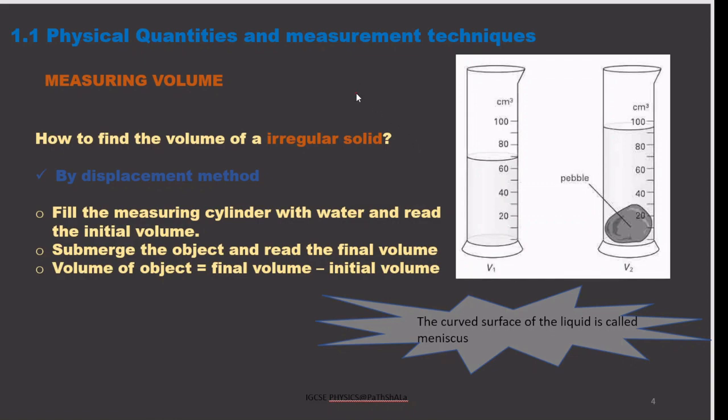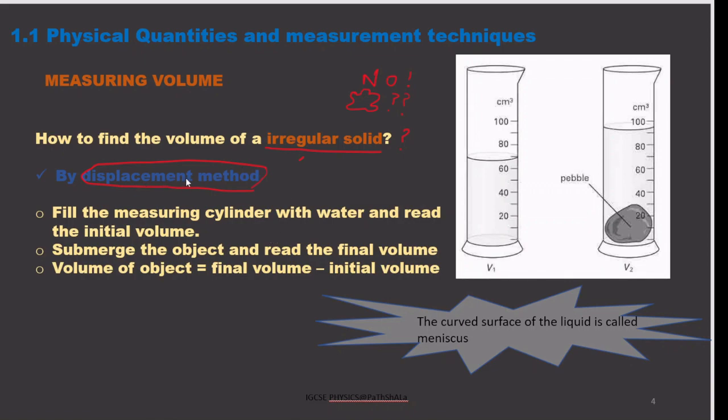Irregular solids, like I have this solid of this shape. I have a pebble of this shape. Can I find the dimensions of this shape? No, I can't. Can I find its length, breadth, height? Not at all. It is an irregular solid. So how do I find the volume of an irregular solid? I will use the displacement method. Now what is the displacement method?